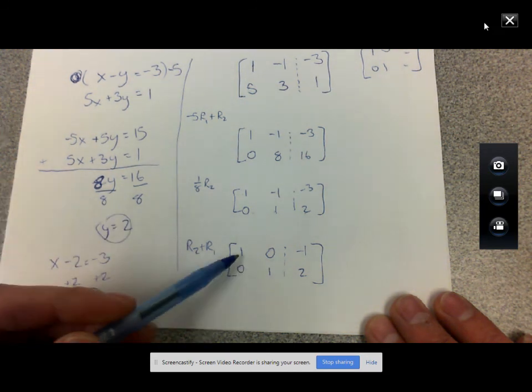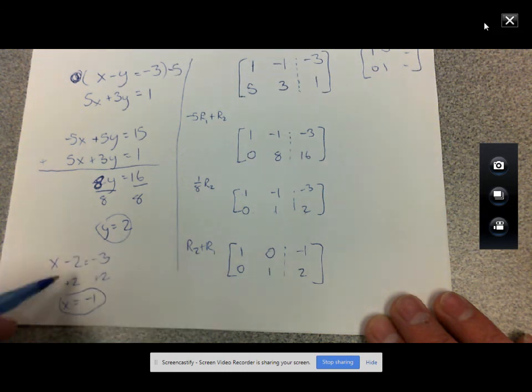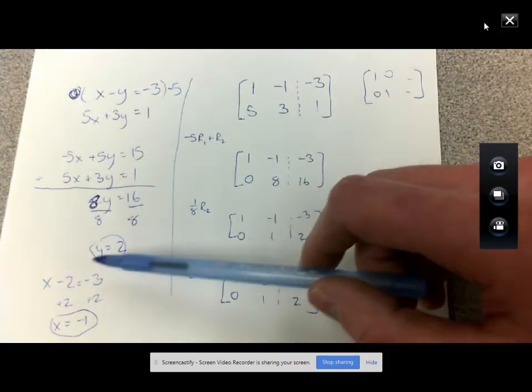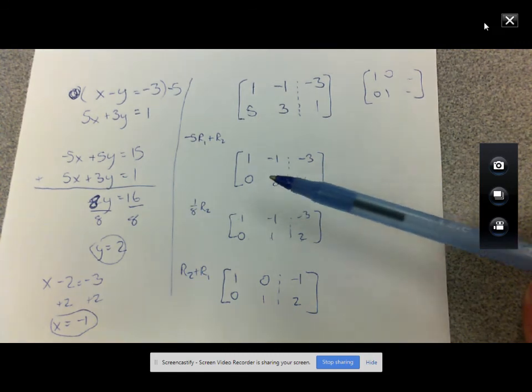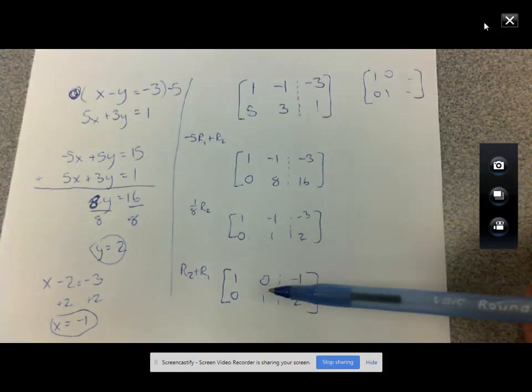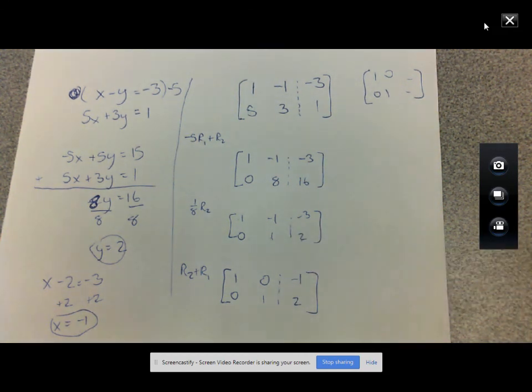So I found my solutions. -1 would be x, 2 would be y. And that's what we get over here as well. So that's what the reduced row echelon form is doing. It's basically doing what we do with our addition method, except using just these matrices and these rows and adding rows and multiplying rows. We're manipulating it in the same way. It just looks different.